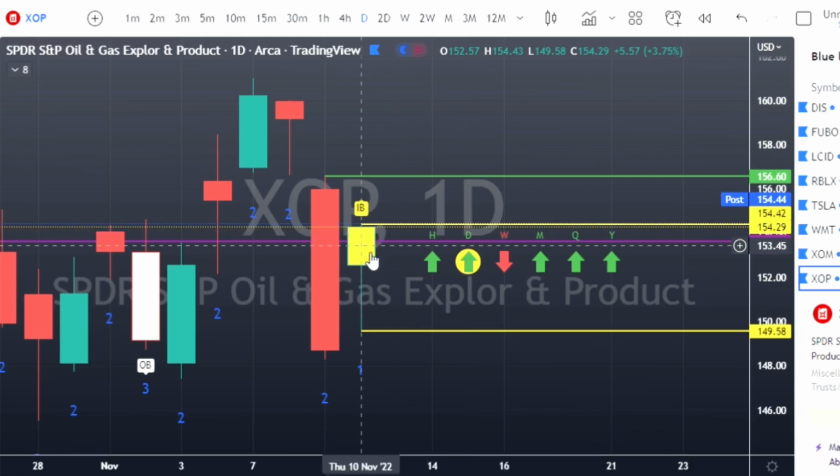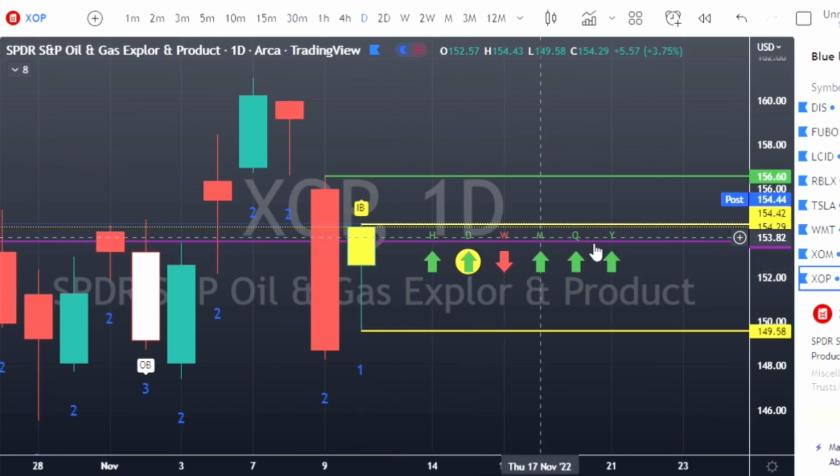XOP inside bar hammer candle. We can look for calls at 154.42, puts at 149.58.